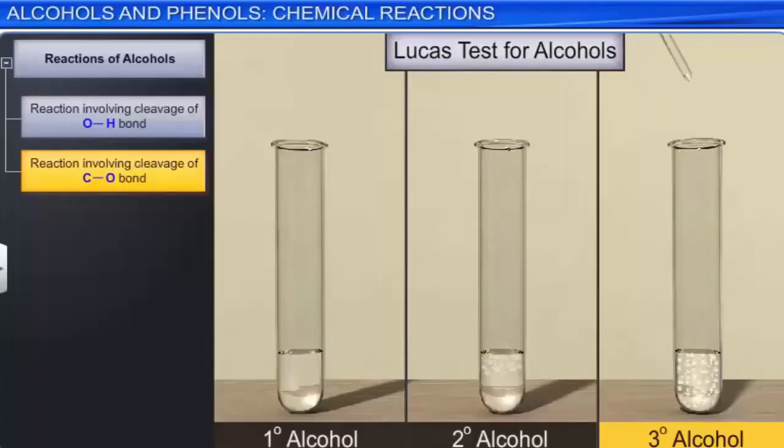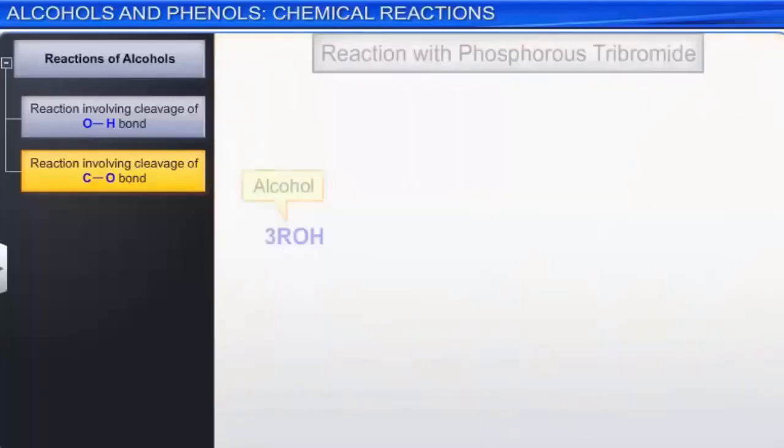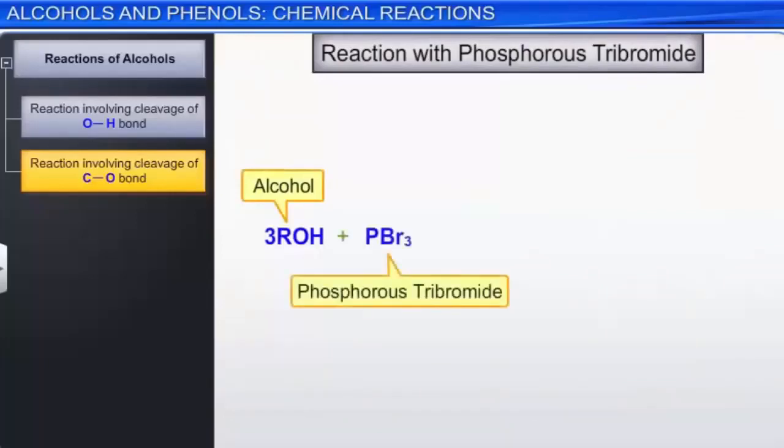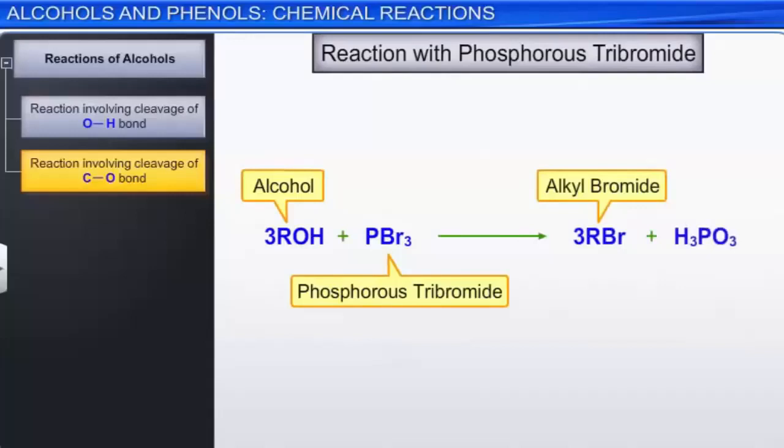Alcohols react with phosphorus tribromide to form alkyl bromides. A general equation is shown here. The phosphorous acid that forms is water-soluble and can be washed away.